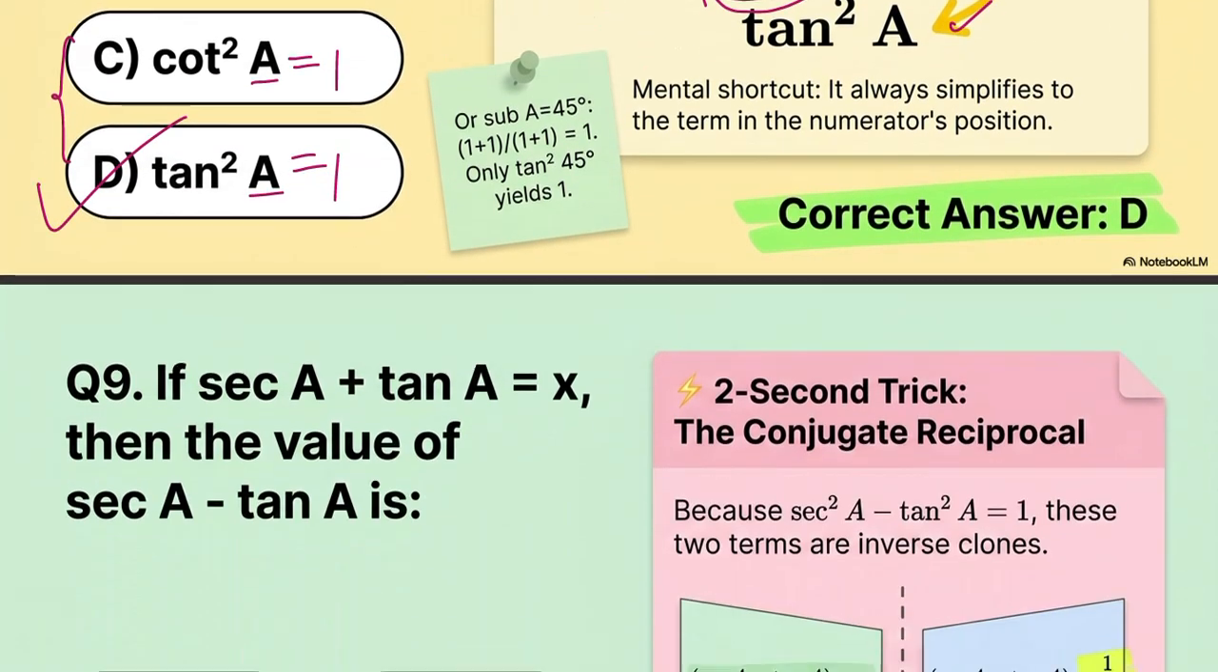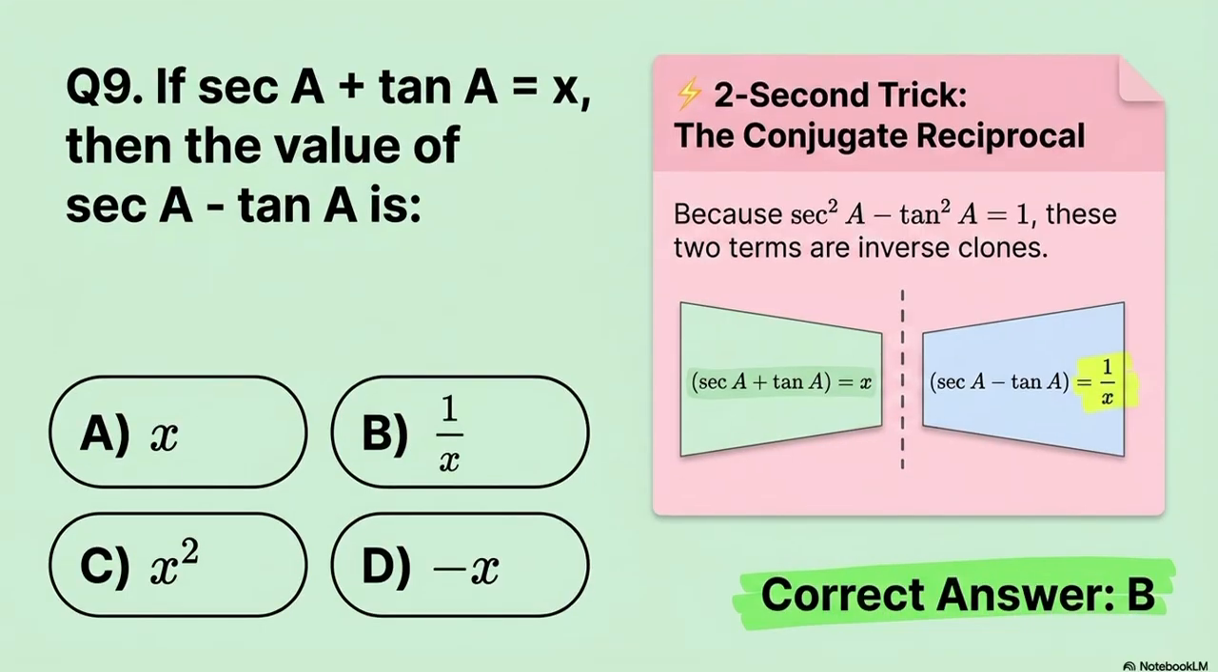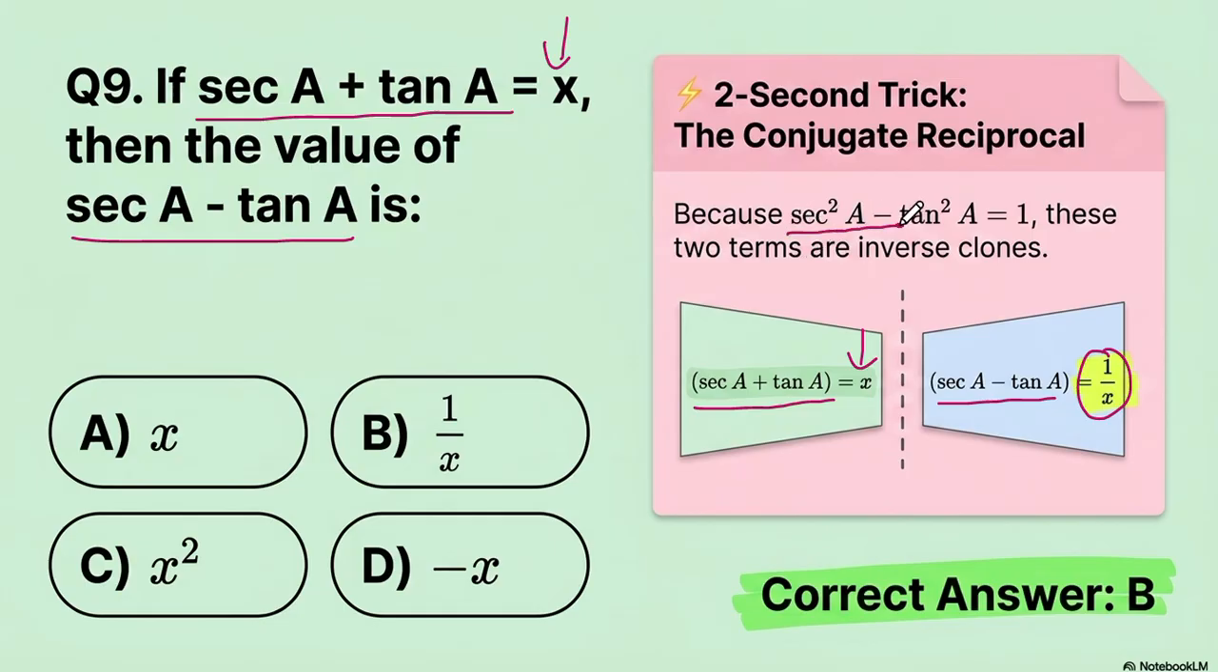Look at the next question. This is also an important one. Sec a plus tan a is given to be x, then the value of sec a minus tan a is. There are two ways to do this question. Either use a trick: if sec a plus tan a is given as x, then the mirror image, meaning the inverse, is sec a minus tan a, so its value is 1 upon x. Reciprocal. This is a direct trick. But if you want to solve using an identity, then we have the trigonometric identity sec square a minus tan square a is equal to 1.